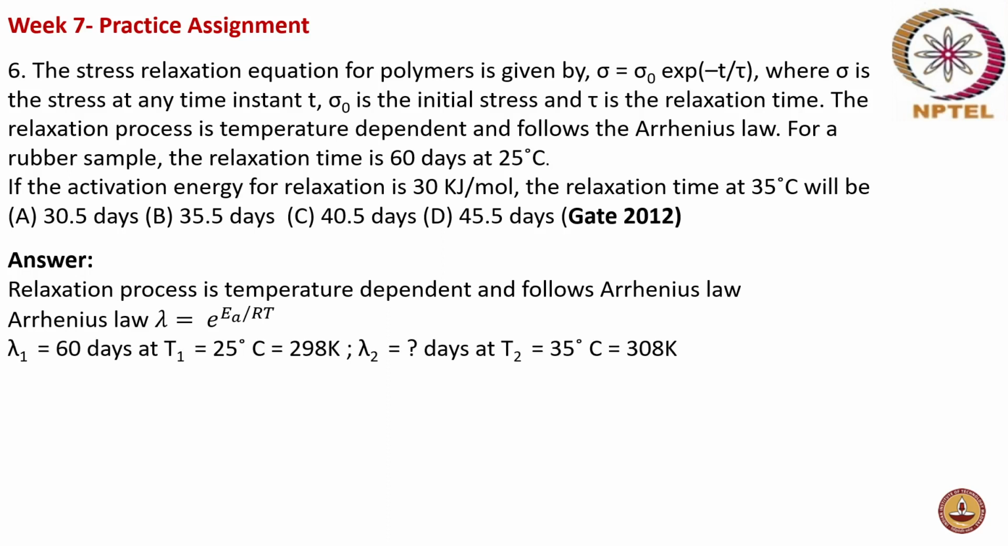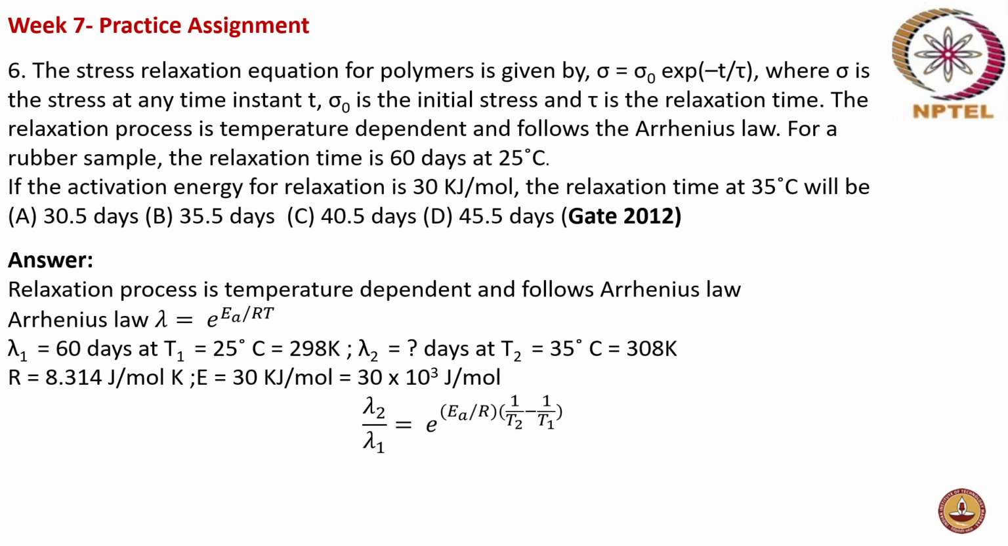So you have lambda 1 as 60 days at temperature T1, that is 25 degrees, which is nothing but 298 Kelvin. Lambda 2, the relaxation time for 35 degrees, we do not know. That is the question asked. They've given the temperature T2, which is 35 degrees, nothing but 308 Kelvin. We have R as 8.314 joule per mole Kelvin. And they have also given the activation energy 30 kilojoule per mole, which is nothing but 30 into 10 power 3 joule per mole. So you can just substitute this.